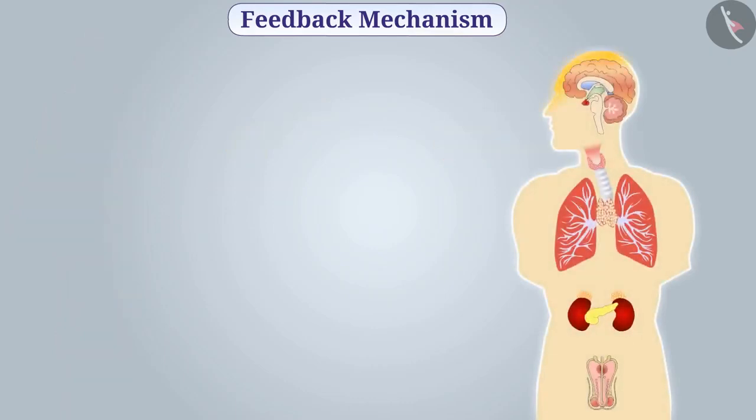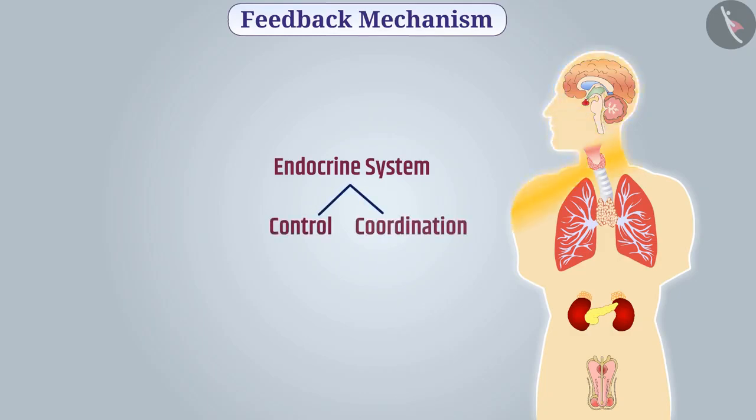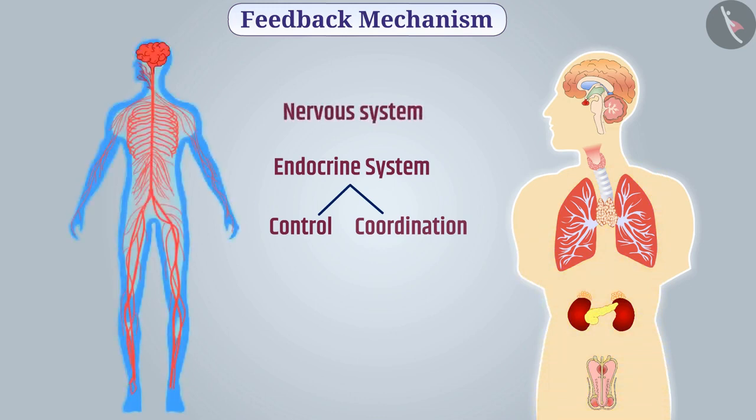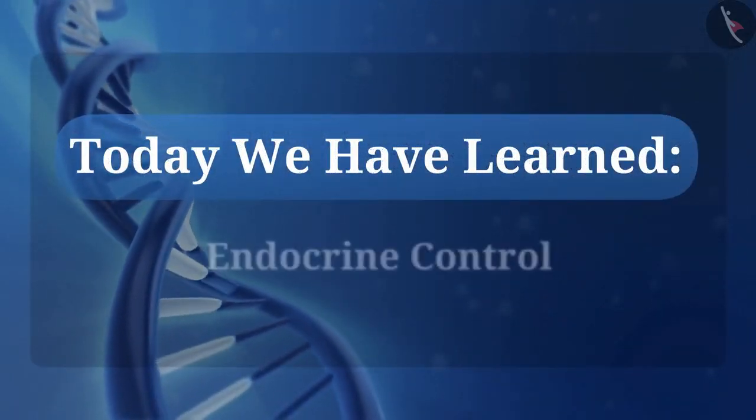Now, you must have understood that the endocrine system also assists in the control and coordination of the body. Therefore, the nervous system and the endocrine system together perform the function of control and coordination in the body. So, today we have learned about endocrine control.